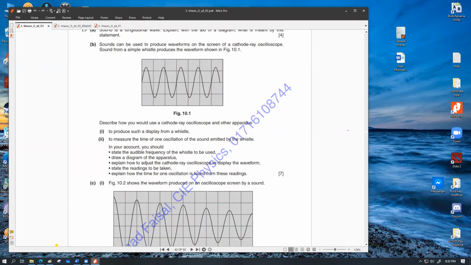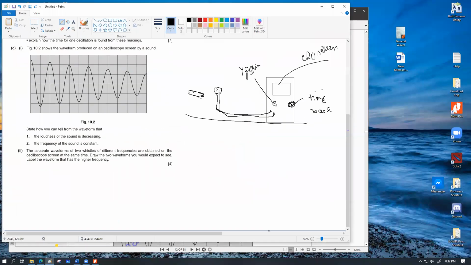This one. আচ্ছা কিভাবে আঁকতে হবে? হ্যাঁ, so let's go over here. So this is the Y gain, this is the CRO screen, this is the time base that we have. So here is the microphone. So we're gonna whistle over here. The time base is gonna be showing up over here, and you're just gonna draw a good diagram with rulers and everything, and label whistle, microphone, Y gain, time base, আর হচ্ছে CRO screen.